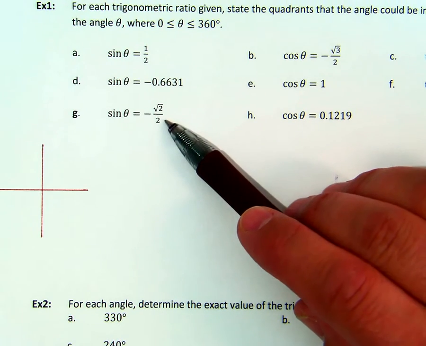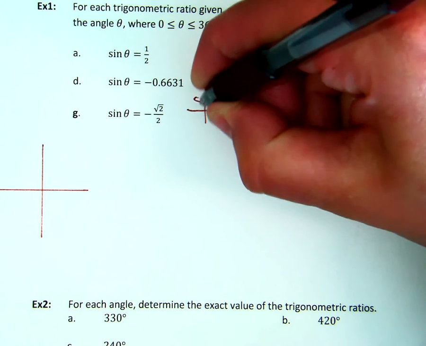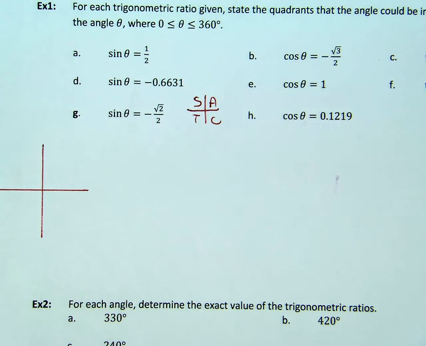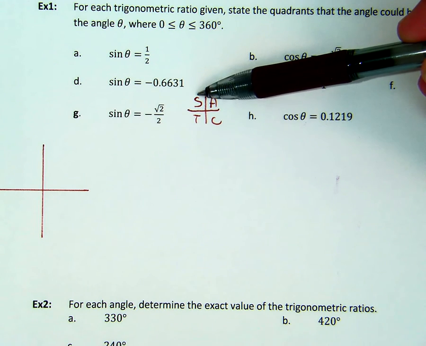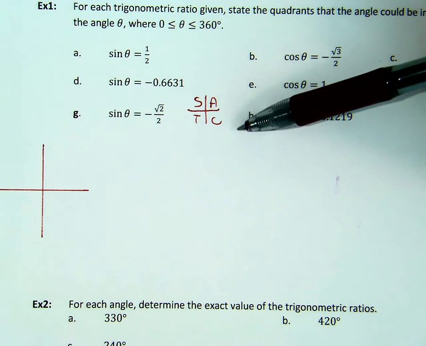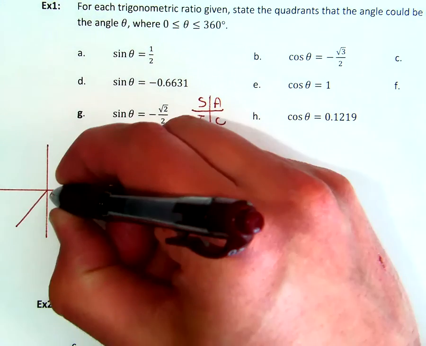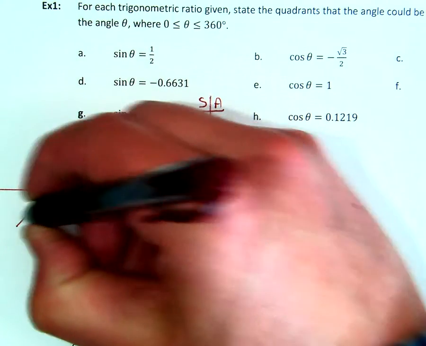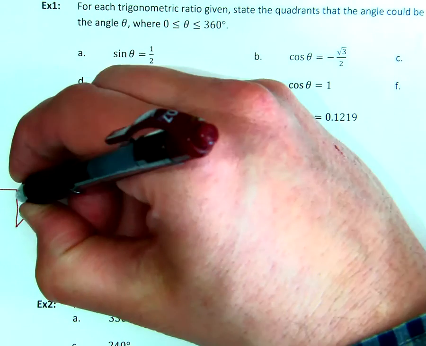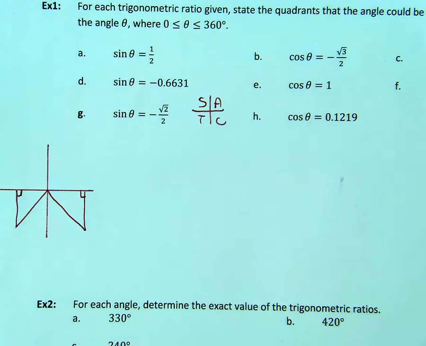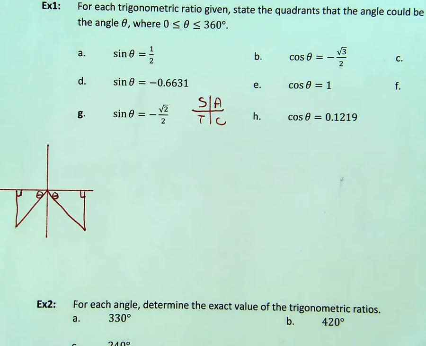The ratio is negative, and if you think of your CAST rule or All Sandwiches Taste Crummy, sine is positive in the first quadrant and in the second quadrant, so it's going to be negative in the third quadrant and the fourth quadrant. So when I go to my diagram, I'm going to be looking down here or down there. Right angles with the x-axis. Your reference angle will be close to the origin, so there and there.